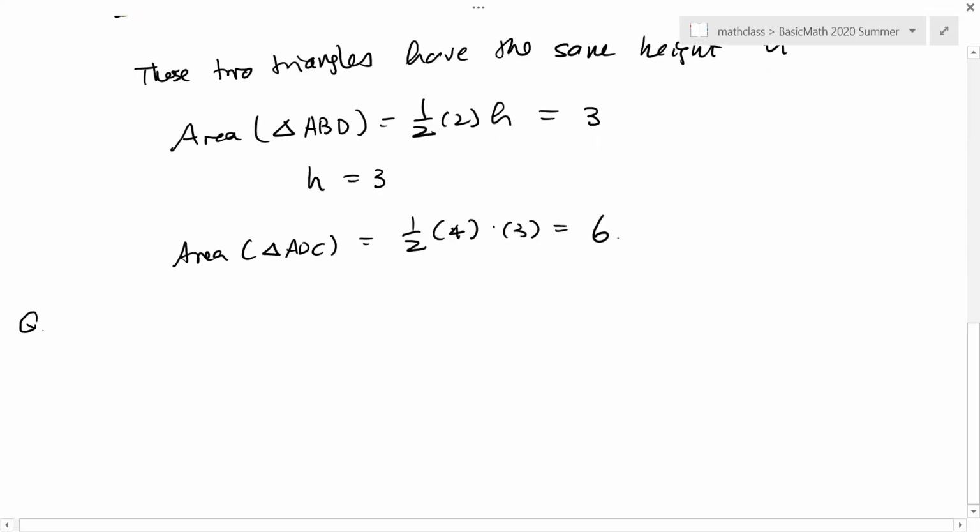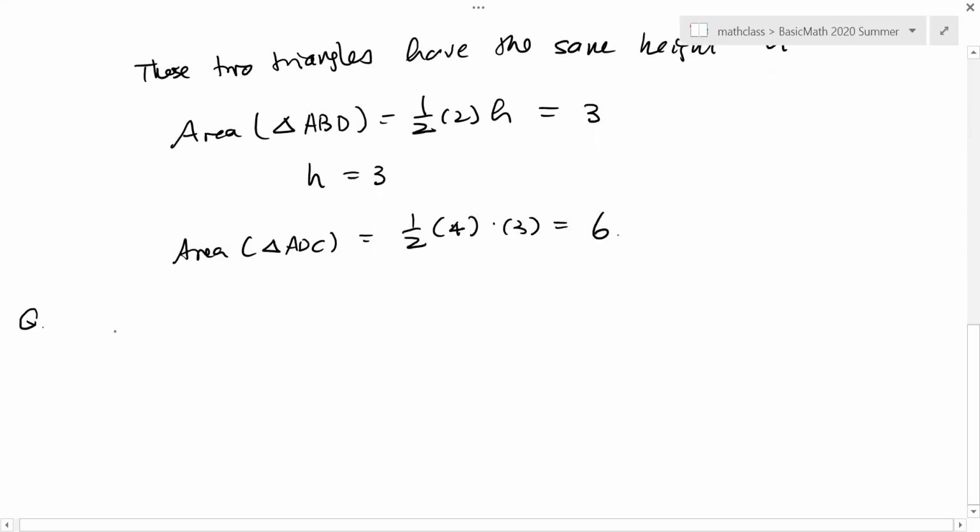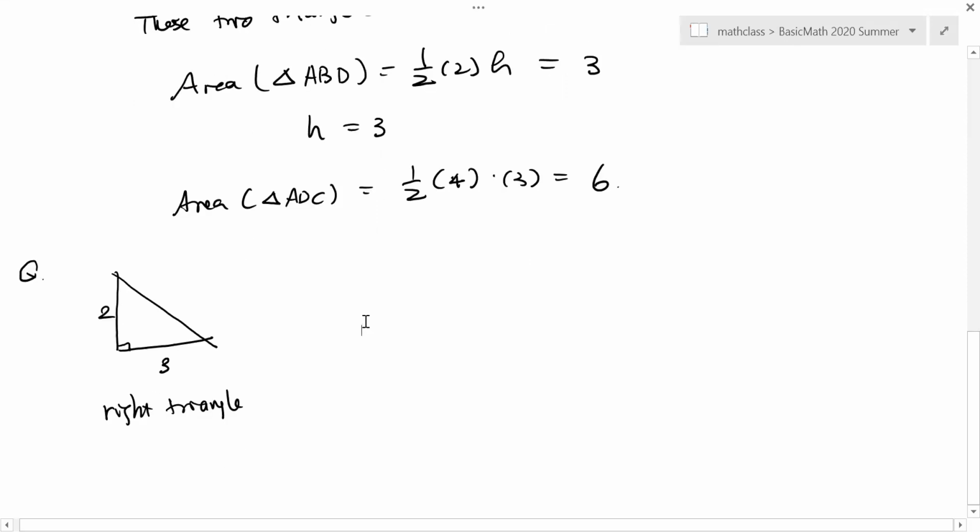So our next problem, let's take a look at this. It is a right triangle. If you're given a right triangle with sides 2 and 3, then we know how to find the area. The area is half of the base times the height, which is 3. No problem.